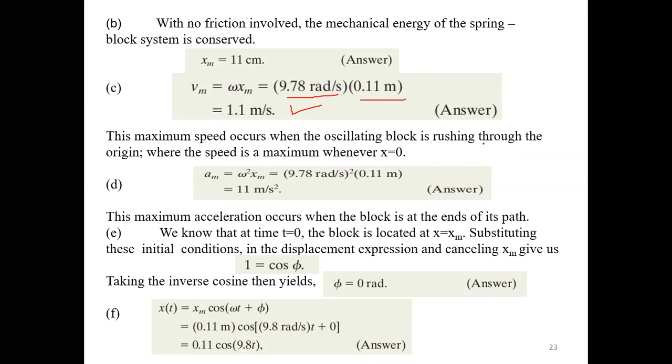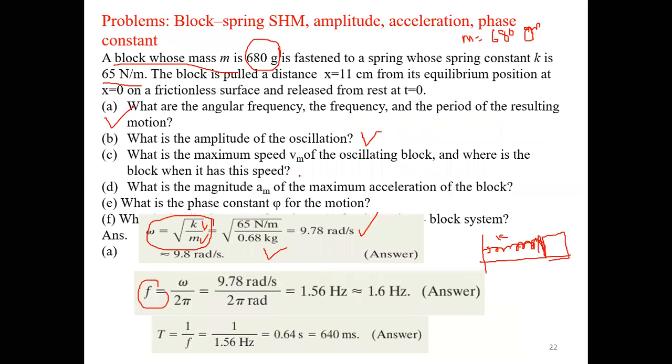So kinetic maximum means maximum speed occurs at the equilibrium position. That means at x equal to 0. And then your task is to calculate, what is the next part? What is the magnitude am of the maximum acceleration of the block? And what is the phase constant phi for the motion?